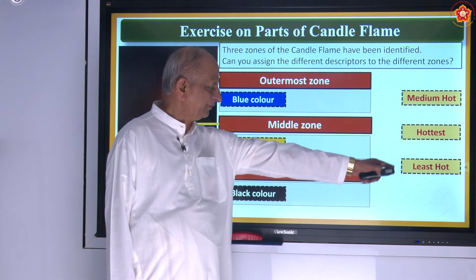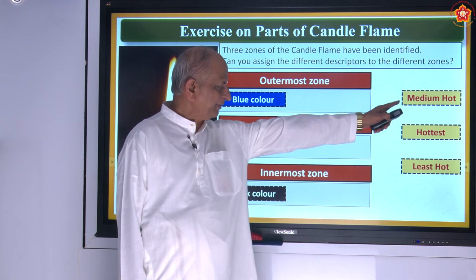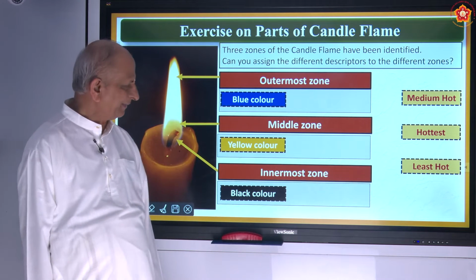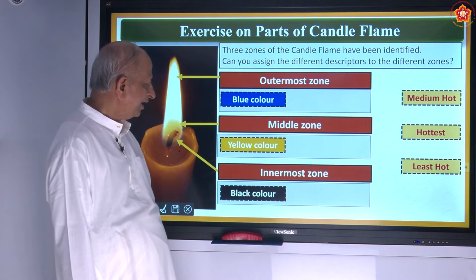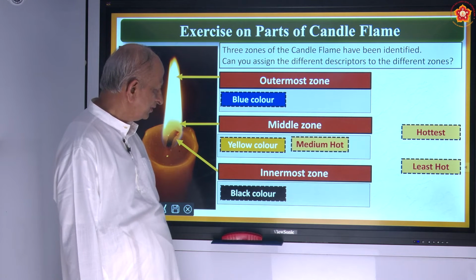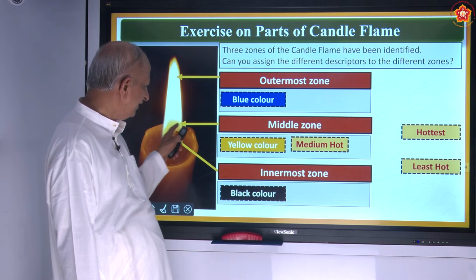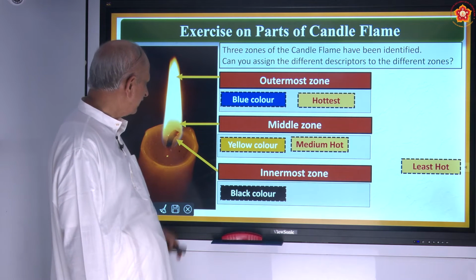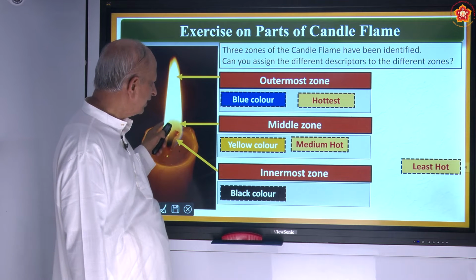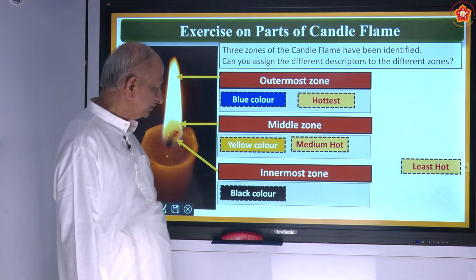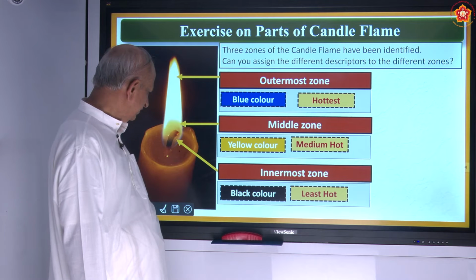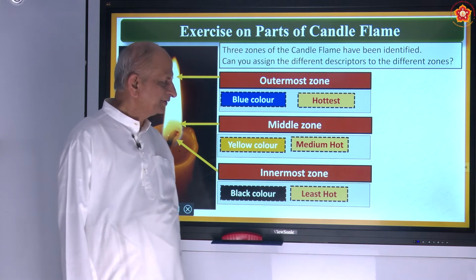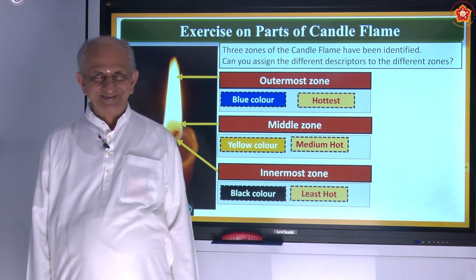Out of these three, one is hottest, another is medium hot, and the third one is least hot. Can you identify? Come on. The middle zone, yellow in color, is medium. The hottest is blue in color, so the outermost zone. The least hot is the innermost. Very interesting, correct?